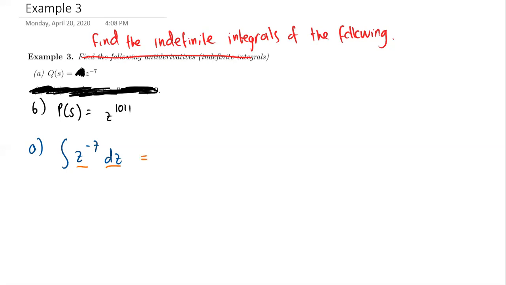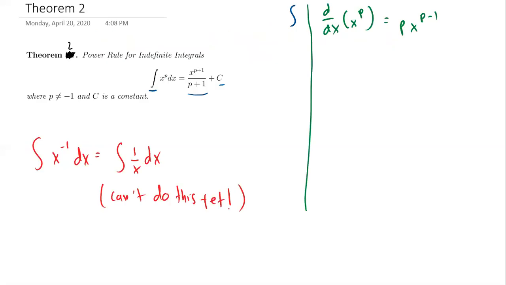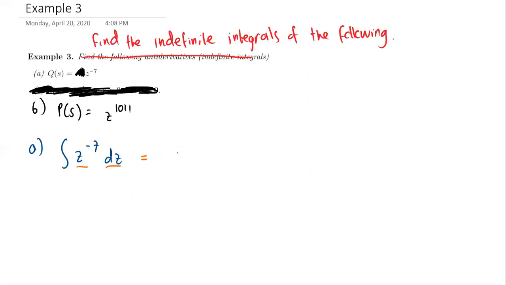So what is this by definition? Well, let's just look at the previous theorem. It says add 1 to the exponent and divide by the new exponent. Okay. So we're just going to add 1 to the exponent. So -7 plus 1 is -6, and divide by that new exponent. And that's all antiderivatives of z to the -7. So very straightforward.